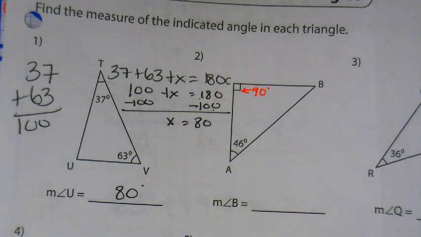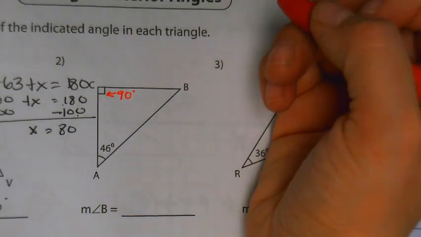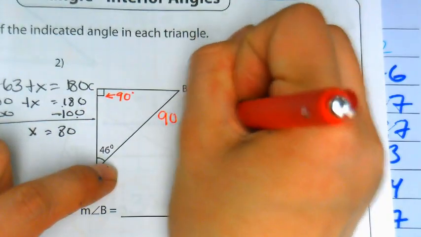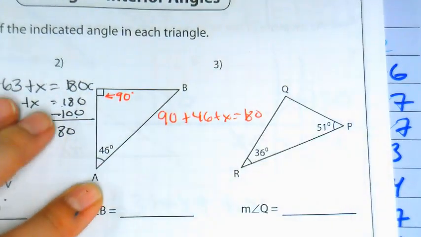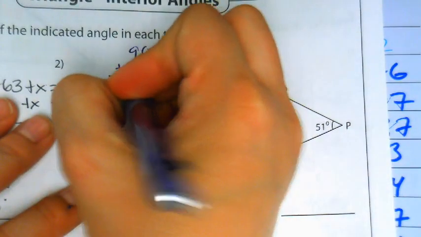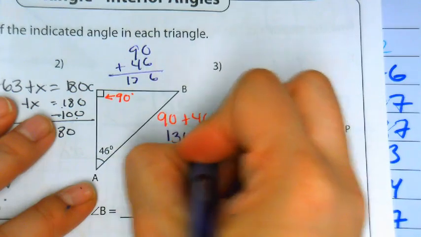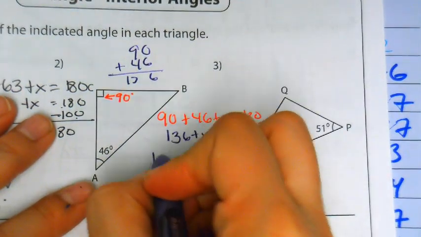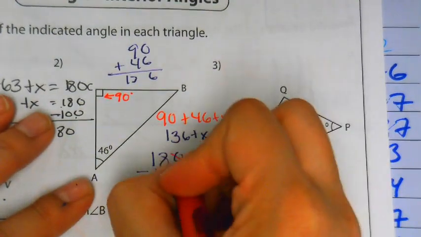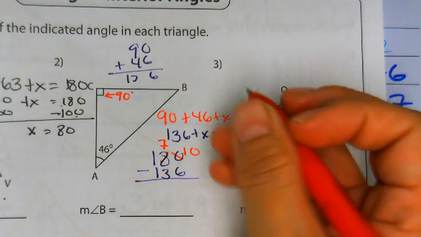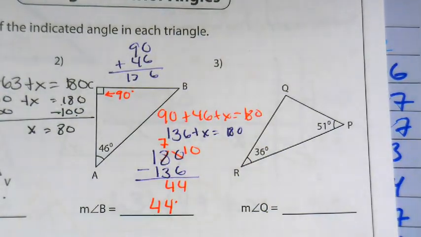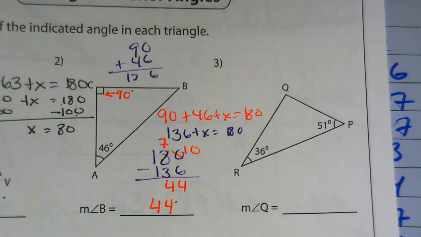Is it 44? Let's see. It would be 90 plus 46 plus x. Yes, I'm showing my work because we have to. 90 plus 46 is 136. But that's before subtracting. All right, let me do it over here. 180 minus 136. I'm going to borrow. This becomes a 10. This becomes a 7. 44. She told you. Well, I have to prove it, right? Basically, I did what you did.